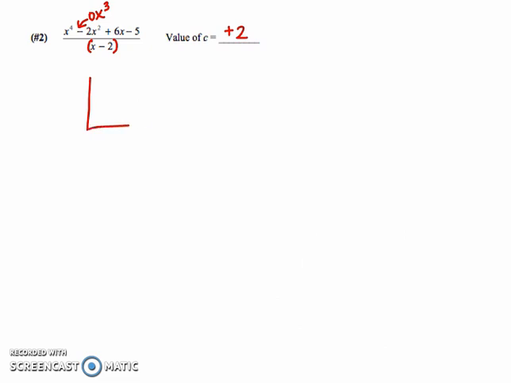So we're going to draw our upside down fraction bar. We're going to put our coefficients across the top: 1x to the 4th, 0x cubed, -2x squared, 6x, and -5. We're going to put our c value, +2, outside the bar. We're going to drop down our first number, which is a 1, and now multiply, write it, and add. Multiply, write it, and add.